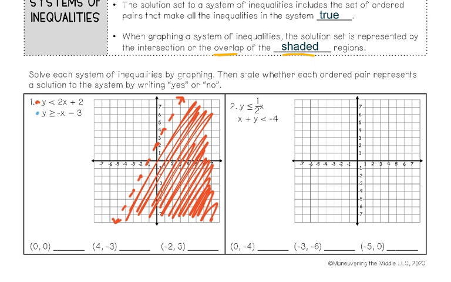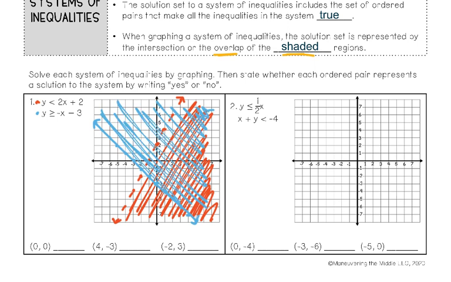So start at -3, then your slope is down 1 over 1, and keep on plotting those points. You can also go up 1 and to the left 1. When you have your points plotted, go ahead and connect them because this is a solid line because it has the equal to sign, and then shade above the line because it's a greater than sign.